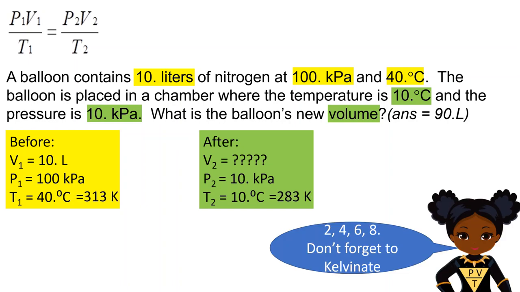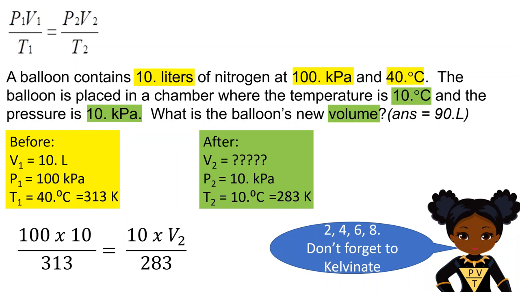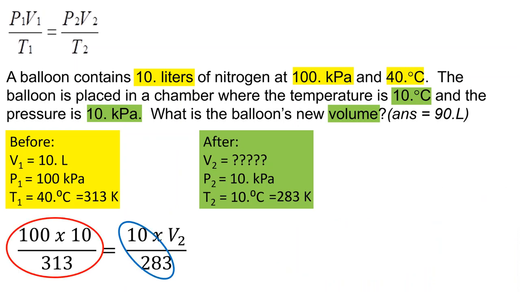2, 4, 6, 8. Don't forget to Kelvinate. So before I got started, I went ahead and I Kelvinated my temperatures. Now I can put it into my equation. All right, so we've got this down here, which looks kind of messy. So let me show you one way to handle this.